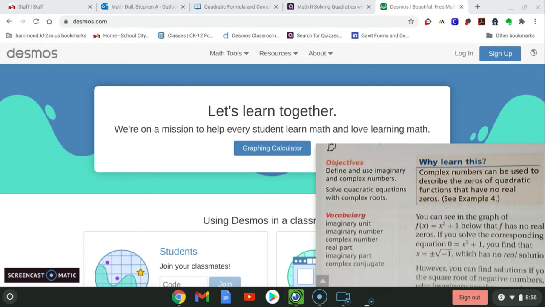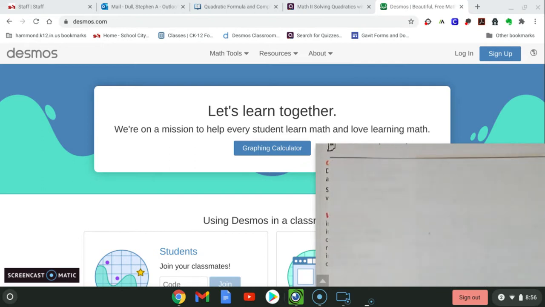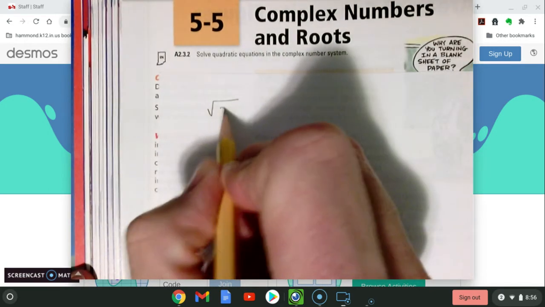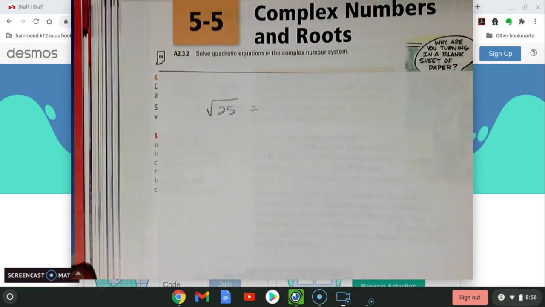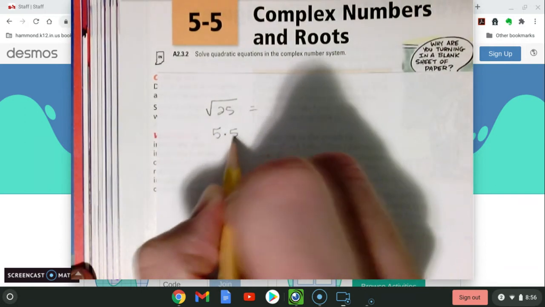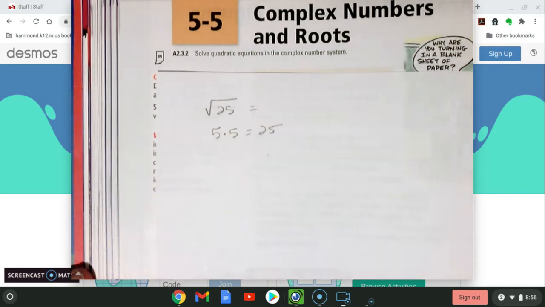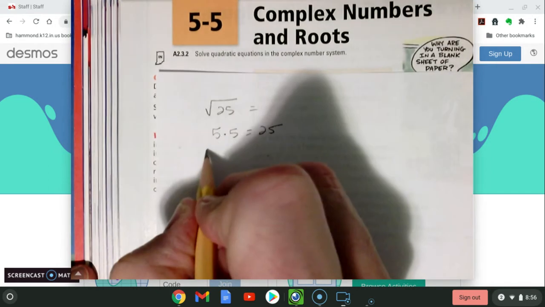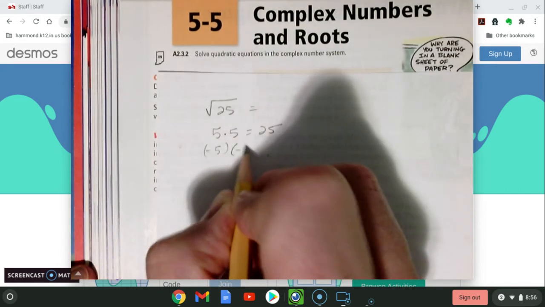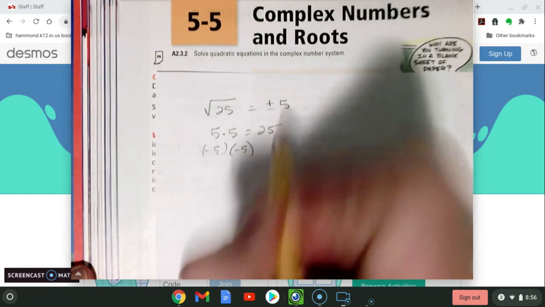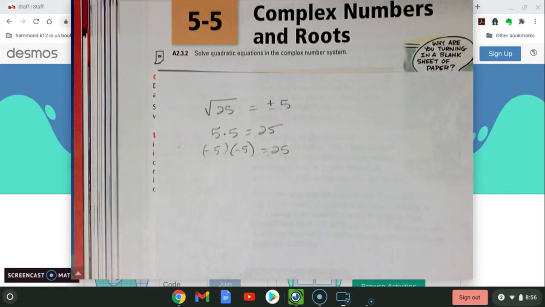And so one of the things we need to remind ourselves of is what it means to be a square root. So the square root of 25 means there's some number that I could multiply by itself that gives me 25, right? And so 5 times 5 is equal to 25. And it turns out that every real number has two square roots. It has a positive root and a negative root. So we say the square root of 25 is plus or minus 5.